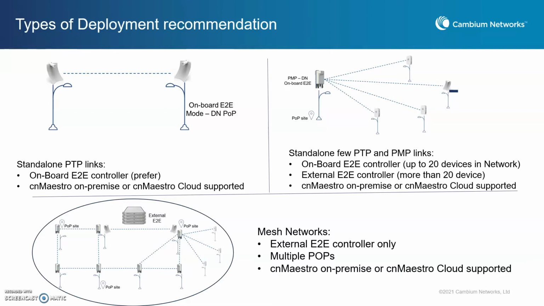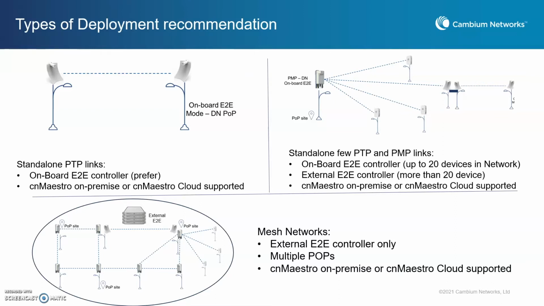On the top right, we have the point-to-multipoint network, which also extends to a few point-to-point links as well. So if you want an extended small network which includes a few point-to-point and a few point-to-multipoint links, typically up to about 20 devices, this would be the style of doing it. You would want to use the onboard E2E controller for up to 20 devices, or you can use an external E2E controller for more than 20 devices. And cnMaestro on-premise and cnMaestro cloud are both supported for this kind of configuration.